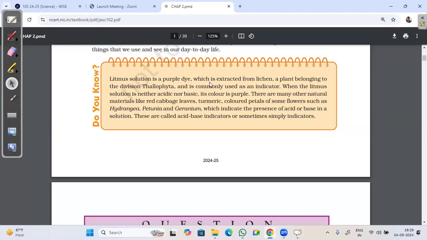In the symbiotic association, both the organisms are benefited. Whereas in the parasitic association, one of the organisms is benefited and the other organism is not. So lichens is a symbiotic association between algae and fungi, which is the natural source for extracting litmus.